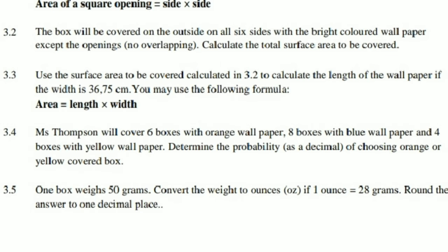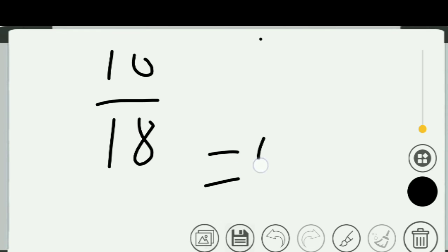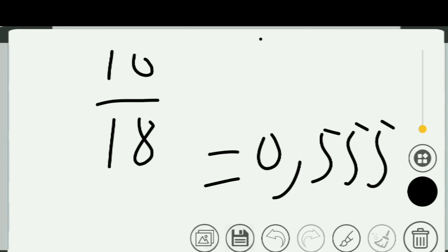3.4. Miss Thompson will cover 6 boxes with orange wallpaper, 8 boxes with blue wallpaper, 4 boxes with yellow wallpaper. Determine the probability as a decimal, guys, as it says, as a decimal of choosing orange, yellow covered box. So the probability is 10 over 18. You can put that on your calculator, guys, which equals 0.555. This is a probability. So I hope you guys know how to calculate the probability.